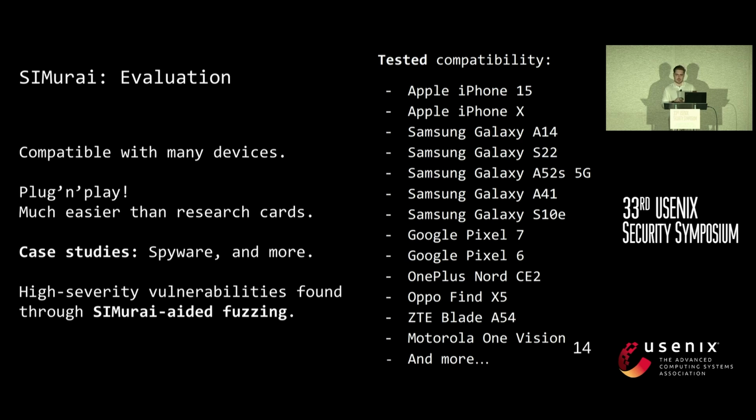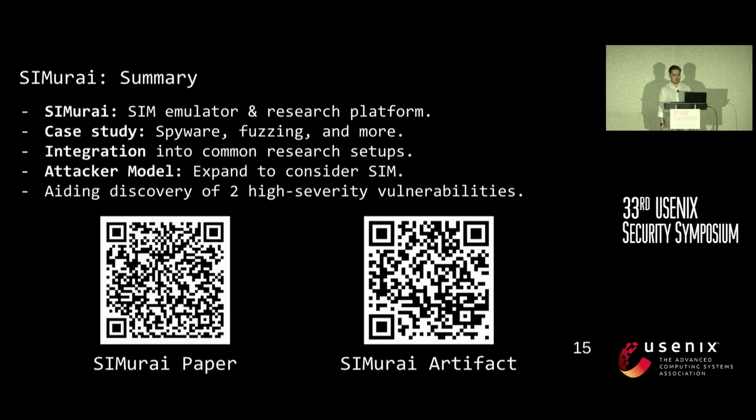We've shown with some case studies that it is quite easy to try things with SIMurai. We've tried that spyware. We also tried other things. We also discovered high severity vulnerabilities in recent phones using that SIMurai-aided fuzzing. And in summary, SIMurai is a research platform with a SIM emulator. We've done some case studies, in particular the spyware, and we did the fuzzing, and also others.